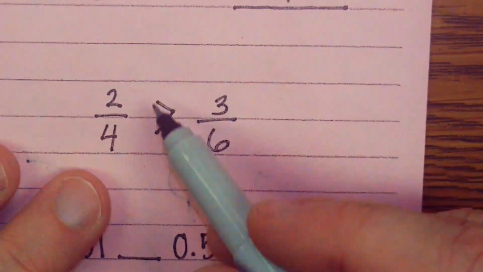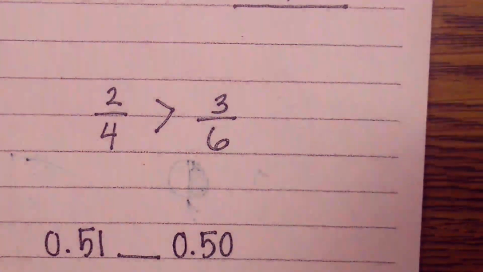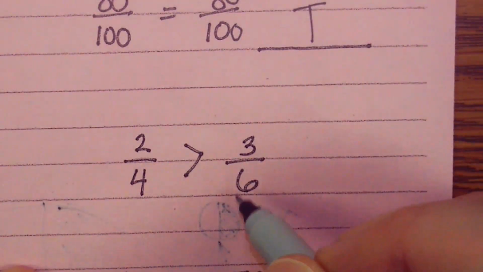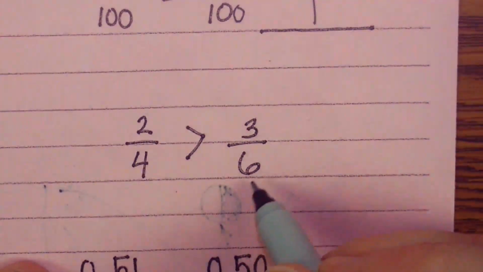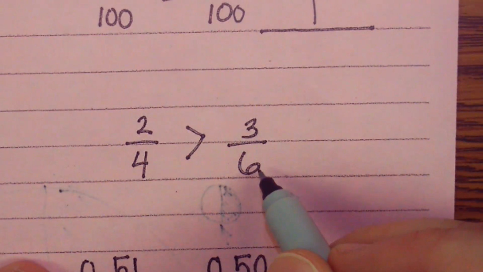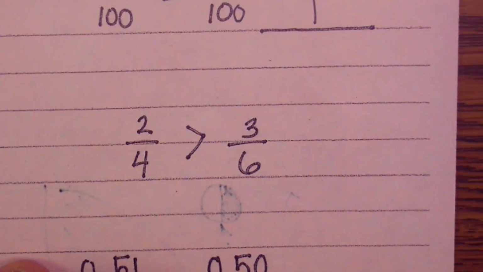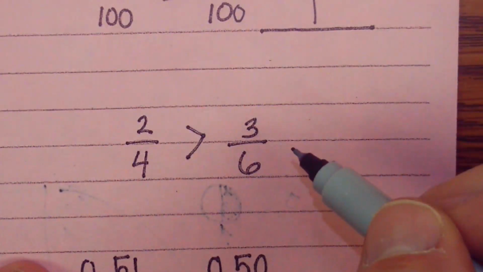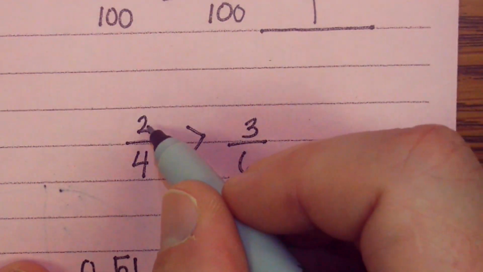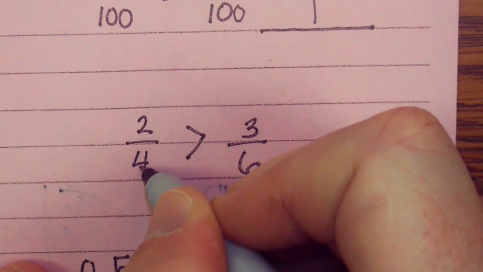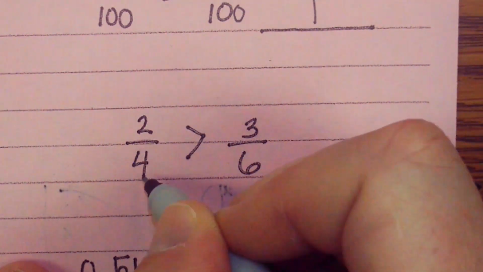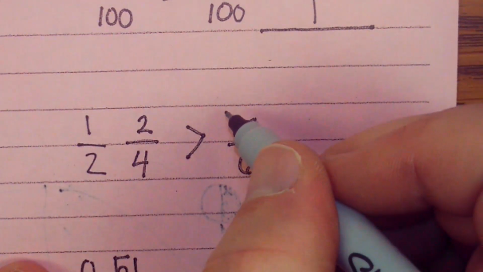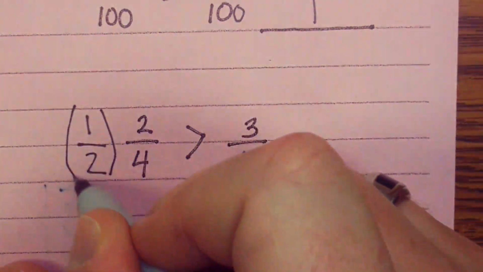2/4 is greater than 3/6. Interesting. This is kind of fun. Now, there's a couple ways we could do it. We could look for a common denominator, or we can just make this a little bit friendlier to think about. If I were to say, how many 2's go into this 4? So if I said this 2 and this 4, 4 divided by 2 is 2. 2 divided by 2 is 1. Okay? So my fraction equivalent for 2/4 is 1/2.